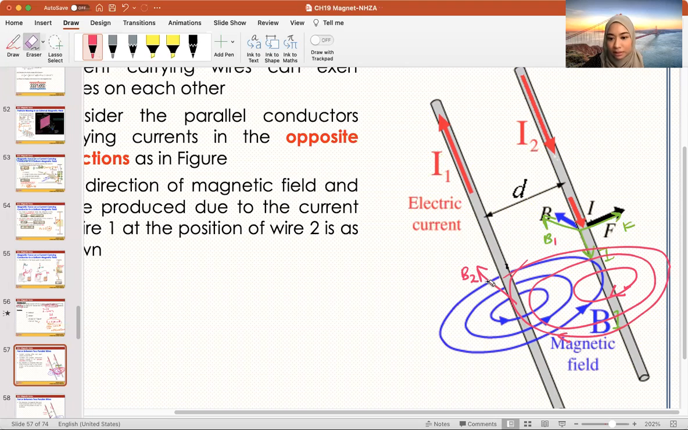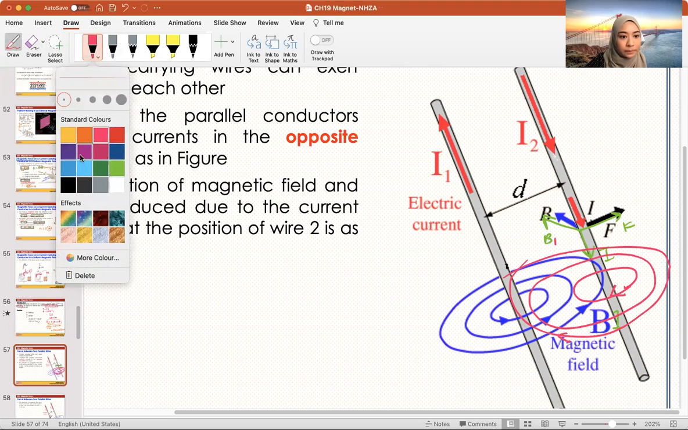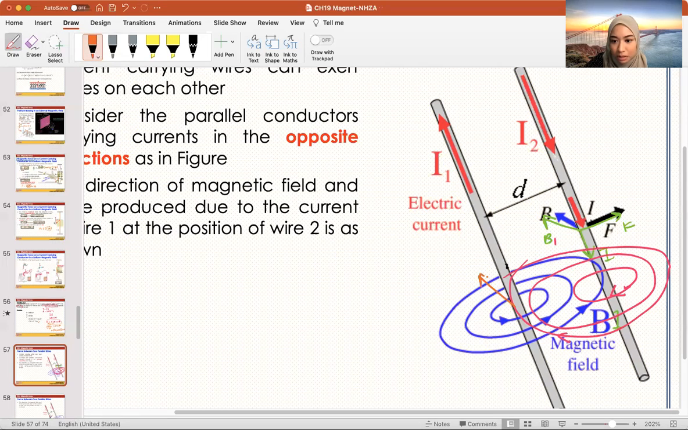Let me use a different color for that. Let's use the orange from earlier. So B is into the page, I is up, so my F is this way. Okay, I think that's right.